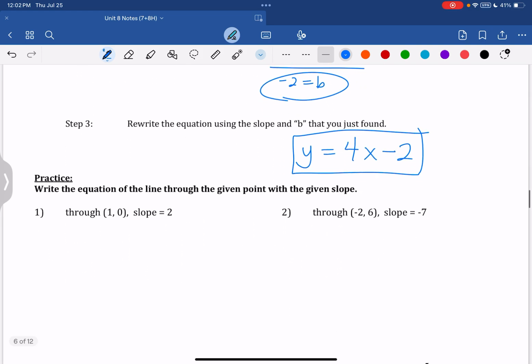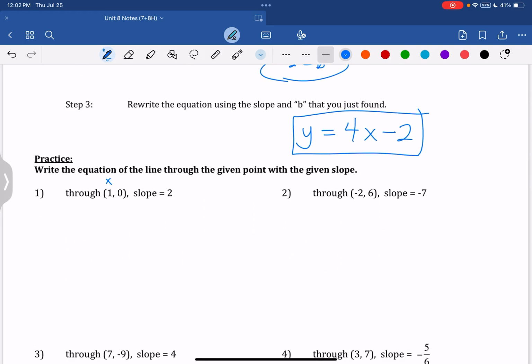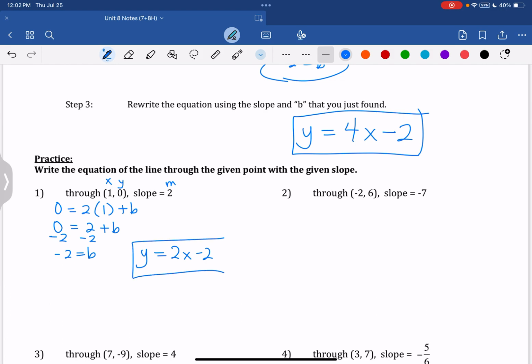Okay, so we're going to go through this process several times. Here we go. x, y, m. So 0 = 2 times 1 + b. 0 = 2 + b. Subtract 2. -2 = b. So our equation, y = 2x - 2. Next: x, y, m. 6 = -7 times -2 + b. 6 = 14 + b. Subtract 14. -8 = b. So our equation, y = -7x - 8.